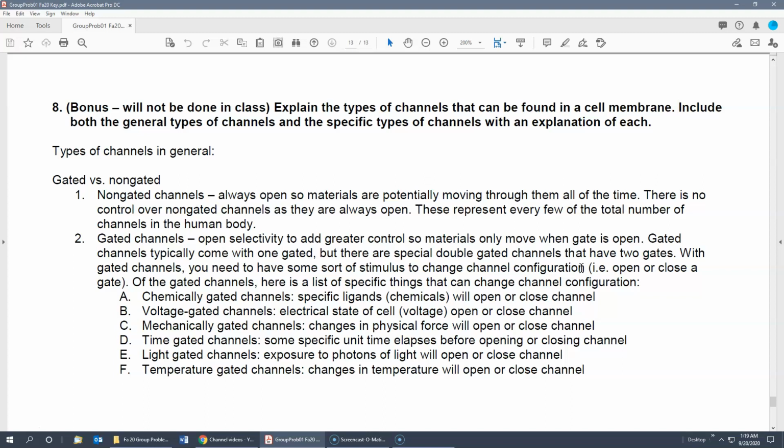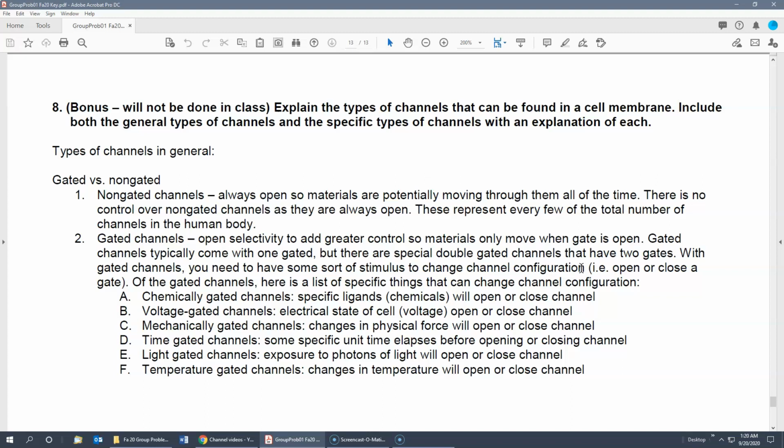Now, the vast majority of gated channels have a single gate, one gate only. There's a special type of double gated channel we see for sodium in muscle and nerve. And those are actually what causes the action potential. So we'll get more of that later on in the semester. So there's one type of double gated channel, a few types of non-gated channels, and everything else. All the other channels are gated channels that have one and only one gate.